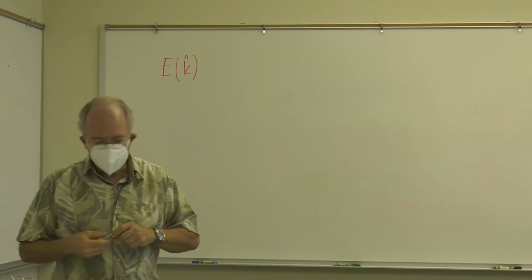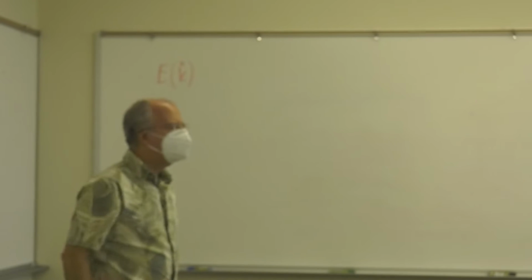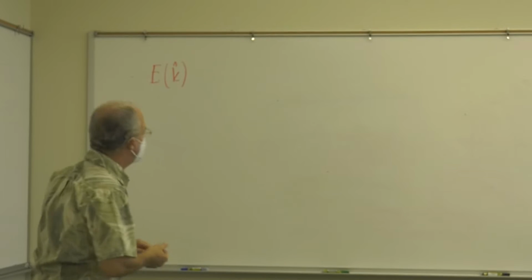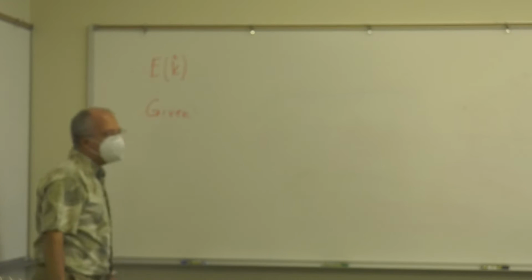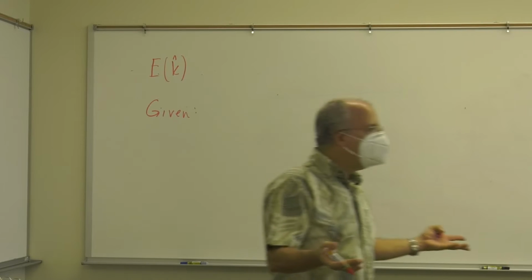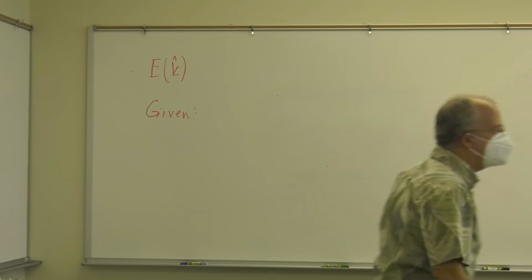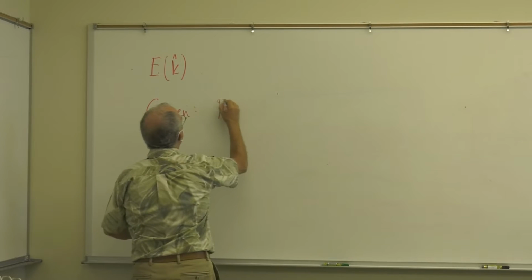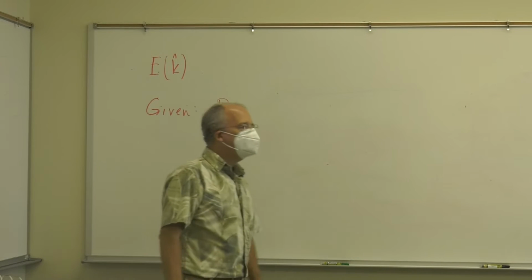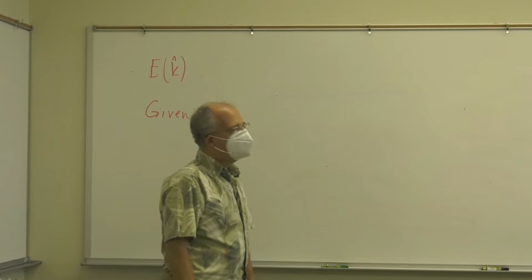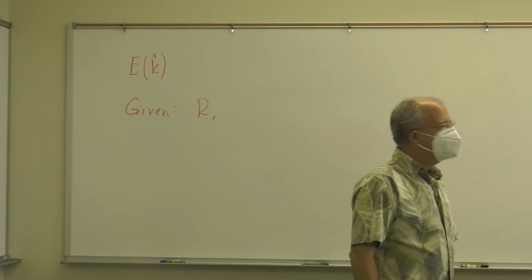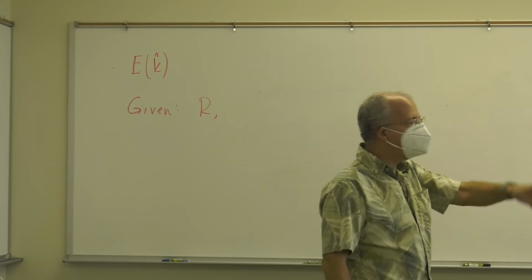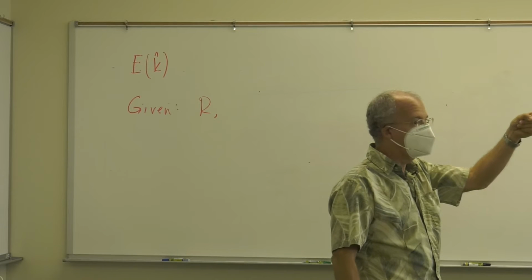Now, what's given? So what do we know? What's given? In other words, our answer can only contain at most the stuff that's given, right? So it's given the radius of the wire. What else? How about the Z, right? The distance from the horizontal plane to the point P.